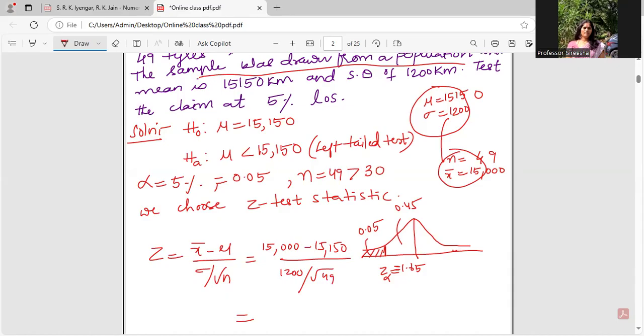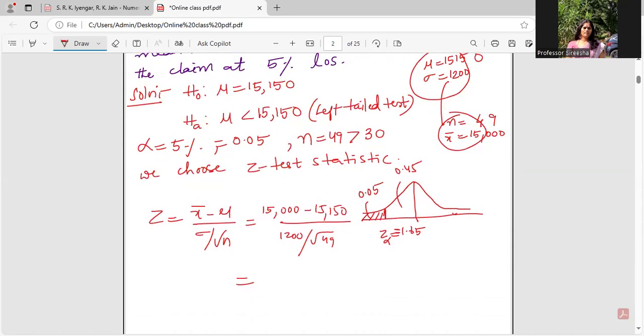Actually, when I was explaining, one of my students said, ma'am, whenever there is a negative value of Z calculated, we can choose left tail. Accordingly, after Z is calculated, I'll be writing my alternate hypothesis. If I get a positive value of Z cal, I'll be choosing right tail, he said. That was also a valid point. You can go that way as well.